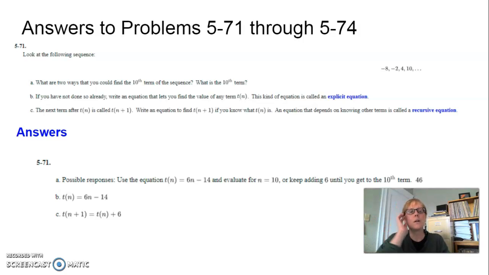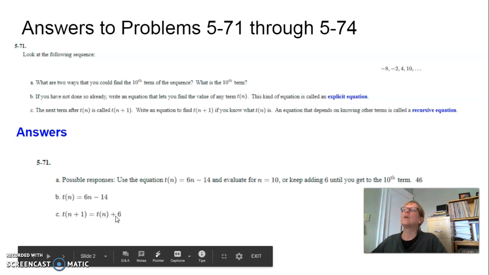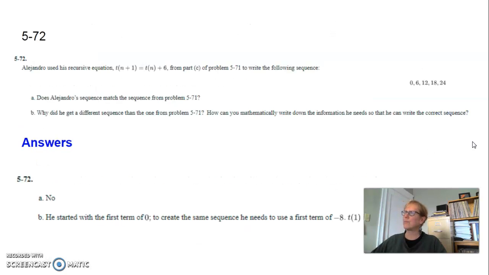And then in terms of the recursive equation, all you need to know is the slope to write a recursive equation. This just tells you you add 6 to each term to get the next one. So t of n plus 1 is t of n plus 6. Right? Hopefully that makes sense. All right, moving on to 572.